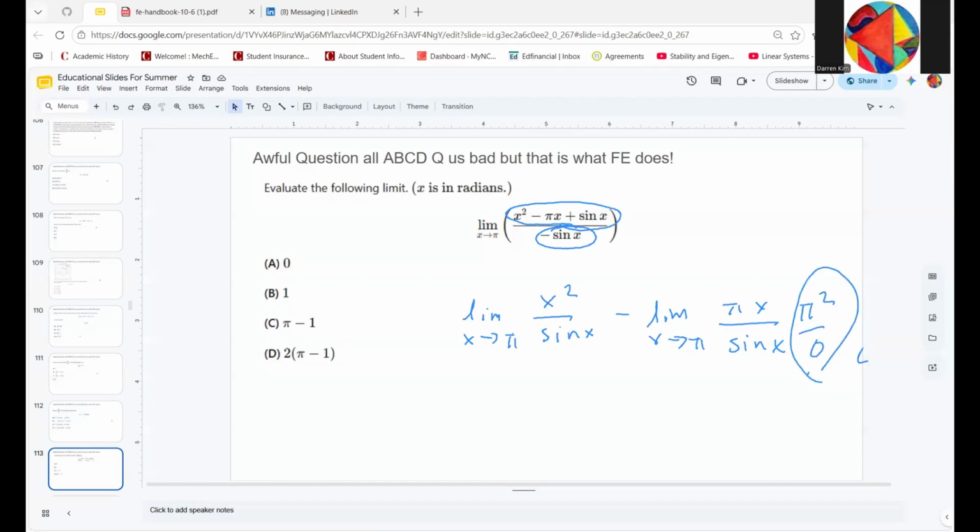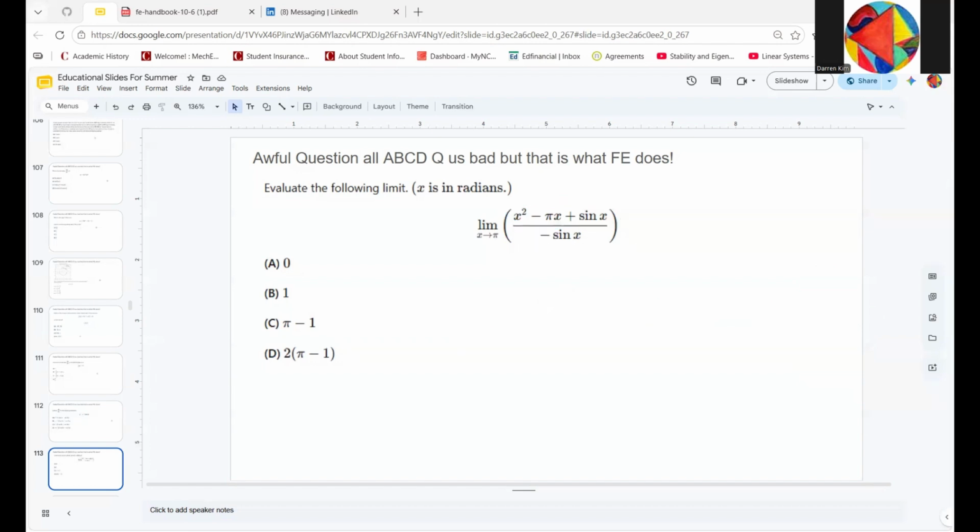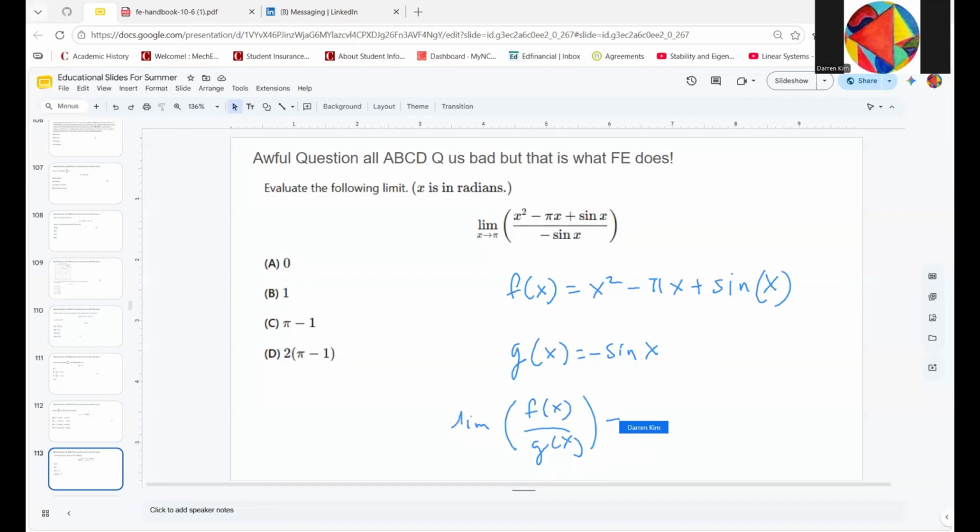We can split it up, but we don't have to because L'Hopital's rule works where we can just do f of x equal x squared minus pi x plus sine x, and then g of x equal negative sine x. And we know from L'Hopital that if you have f of x and g of x, we can take a derivative, and in this case, whatever function there is, we can take the limit as x goes to a of f prime of x over g prime of x. And then we can beautifully get an answer.